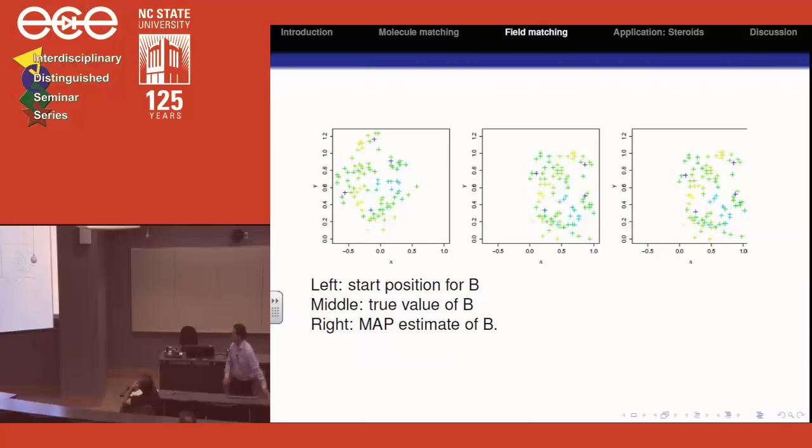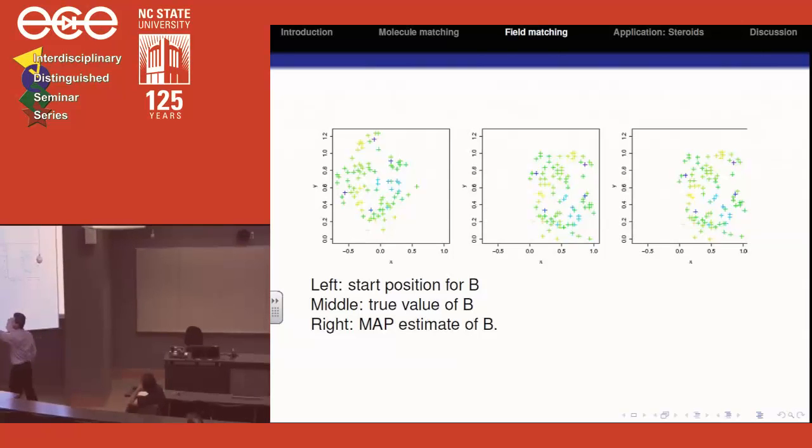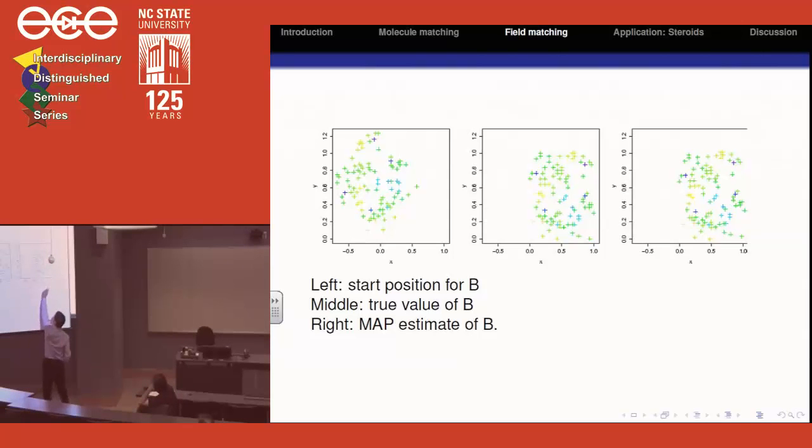So this is an example where the start position is on the left. I knew what the true position would be here, and then after the MCMC scheme, it ended up here, which is very similar to that one. I haven't put them on top of each other. It's not exactly the same, but it's very similar.